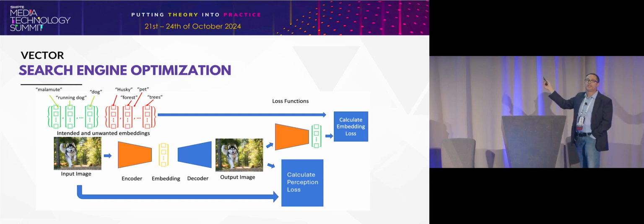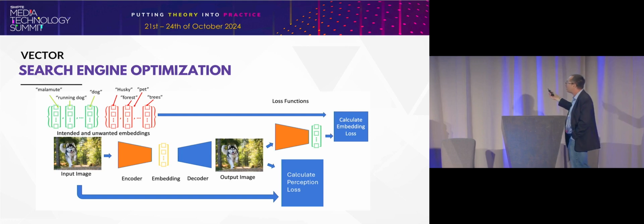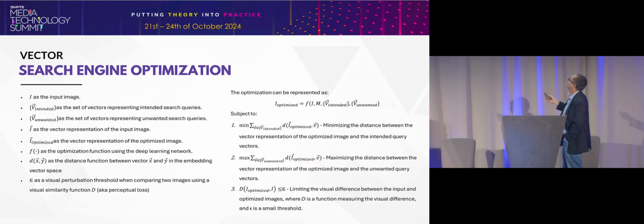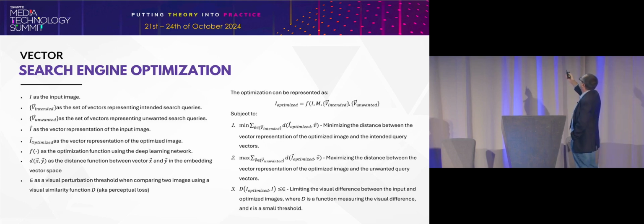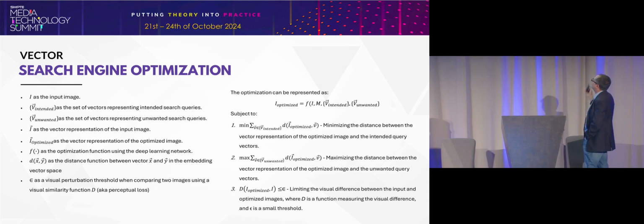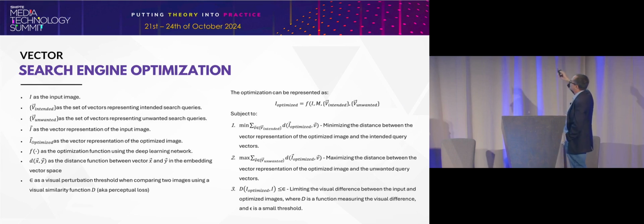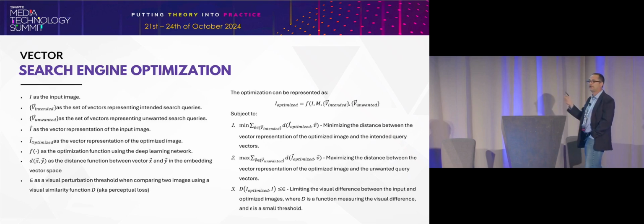So really, the only technical slide in there is the explanation of what the optimization is. So I can repeat it. We really want to minimize the distance between the vector representation of the optimized image and the intended query vector. And we want to maximize the distance from the stuff we don't want, while at the same time limiting the visual differences between the input image, the original image, and the output images that we generate. And we do that iteratively.